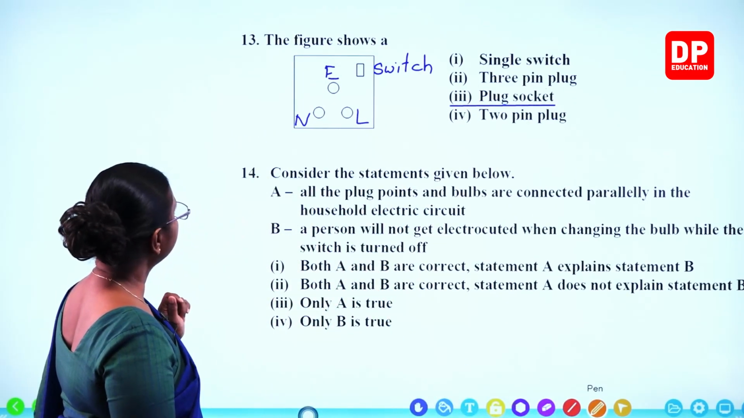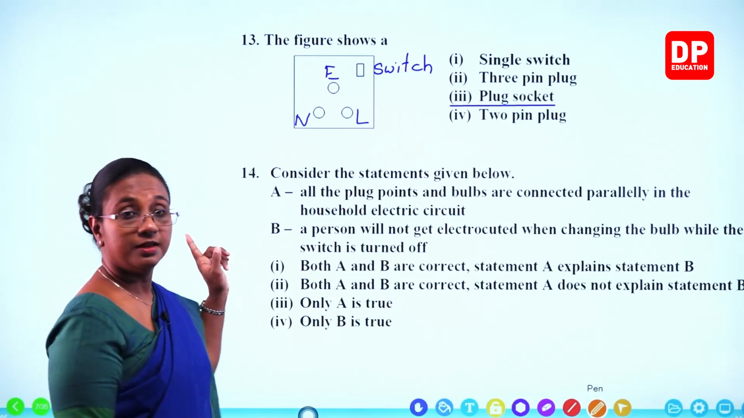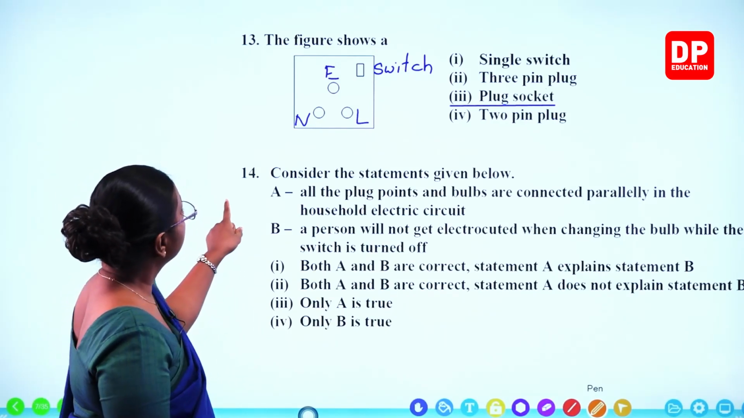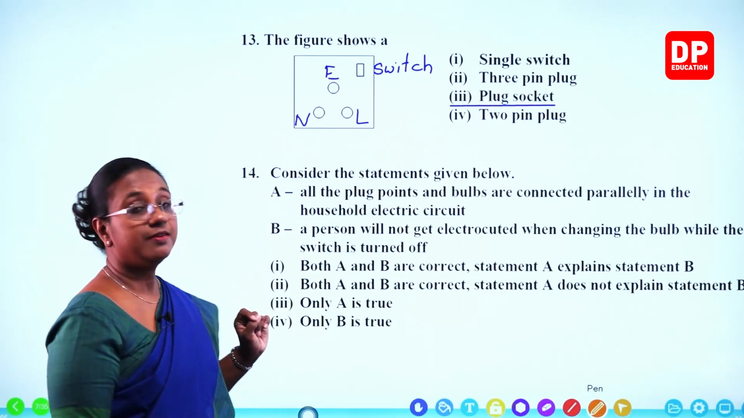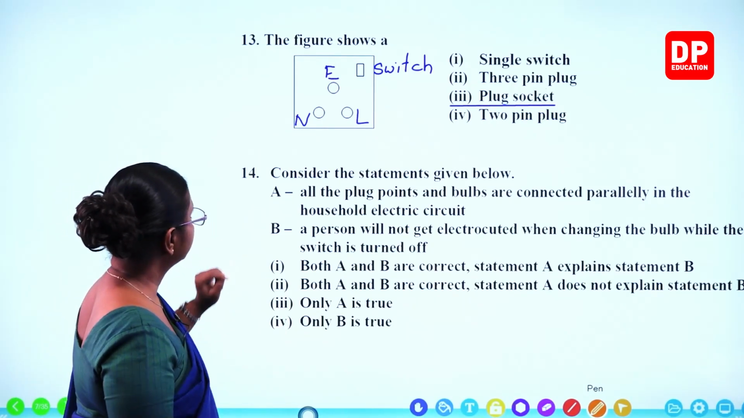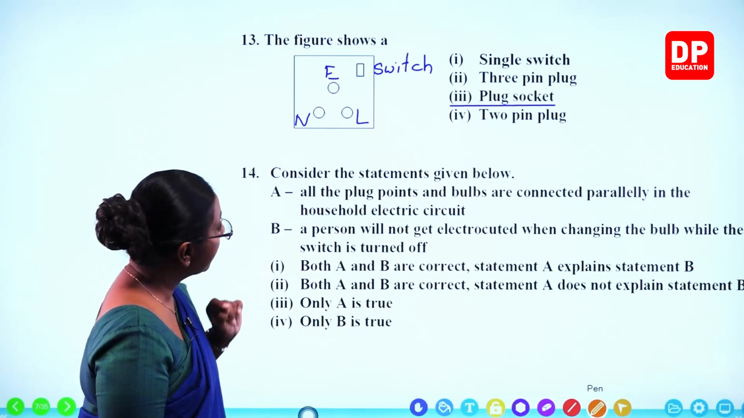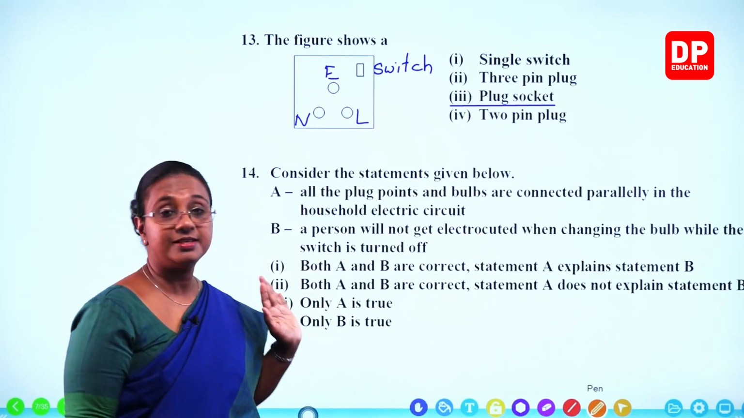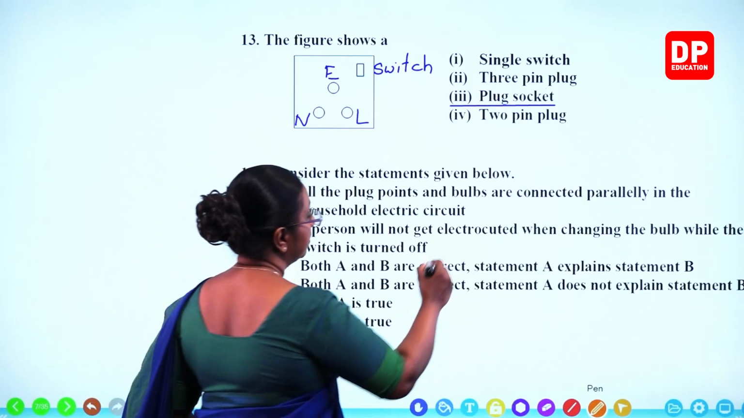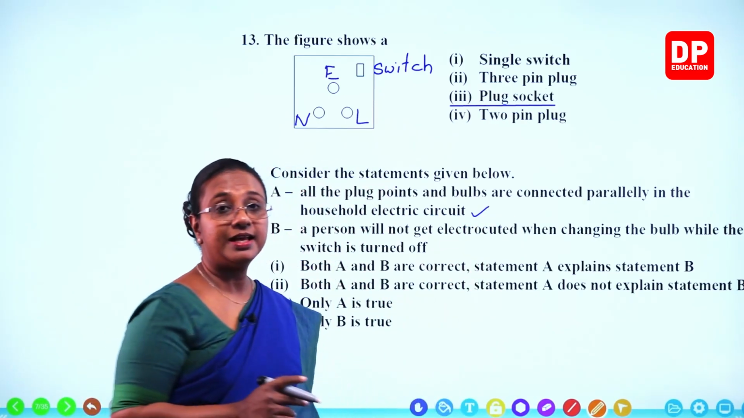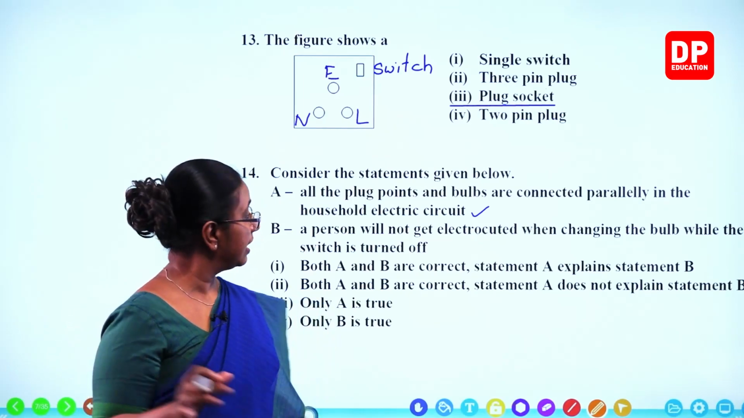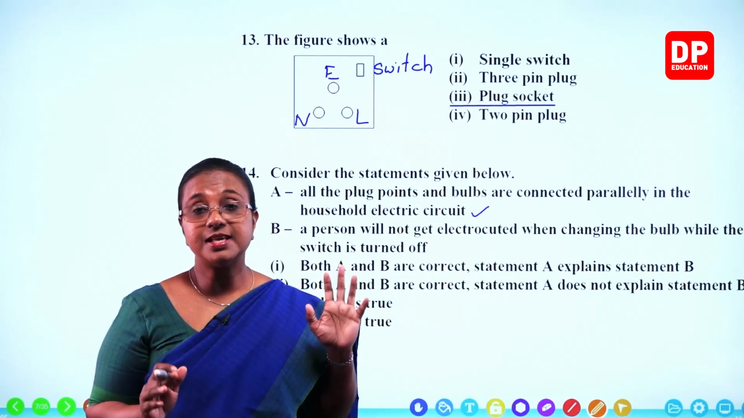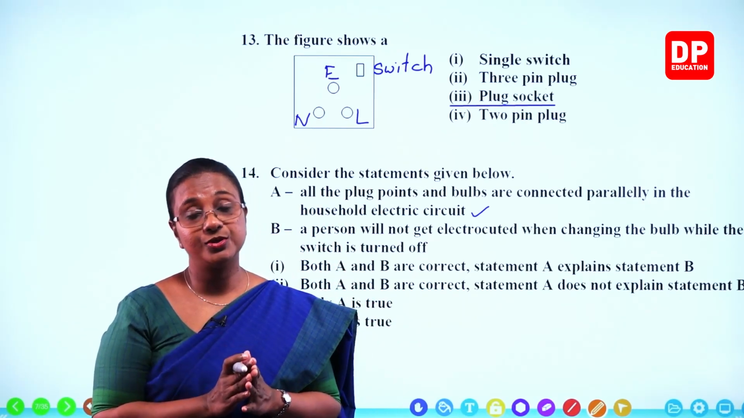So here you can see extra question 14 of the first extra question. Consider the statements given below. First one, A. All the plug points and bulbs are connected parallelly in the household electric circuit. That is correct, no? Now, normally, we always connect the lights and sockets parallelly in a household circuit.